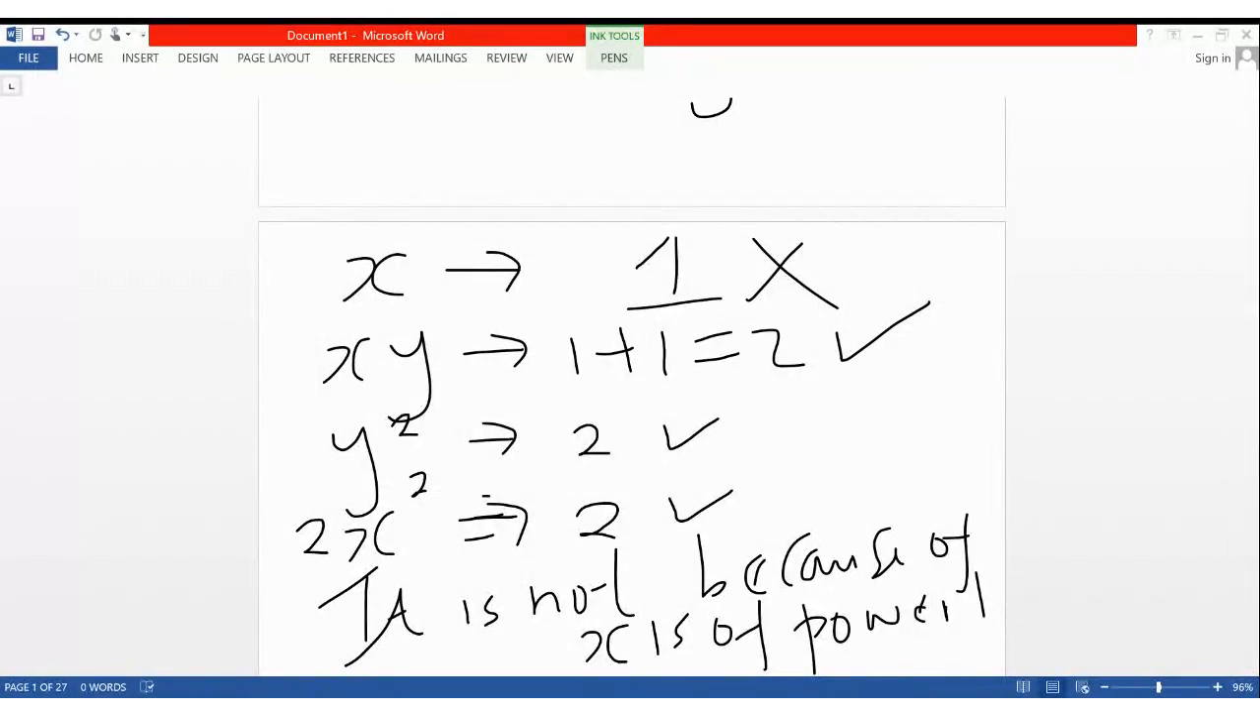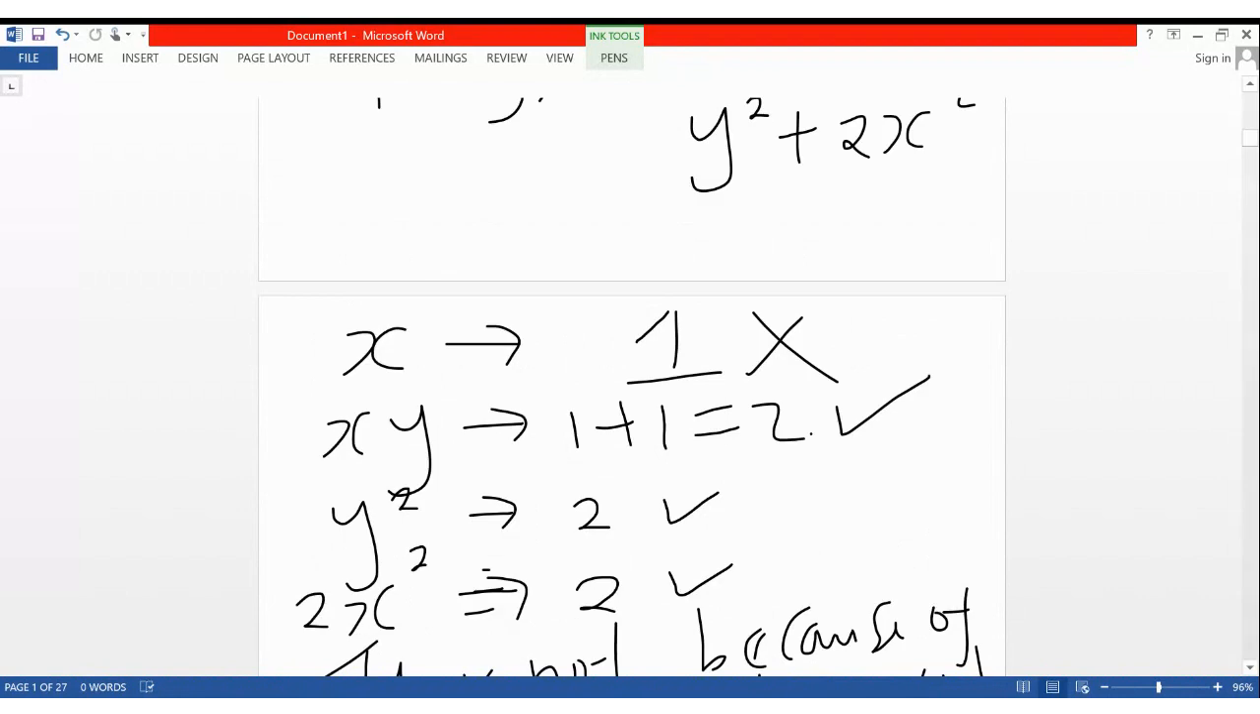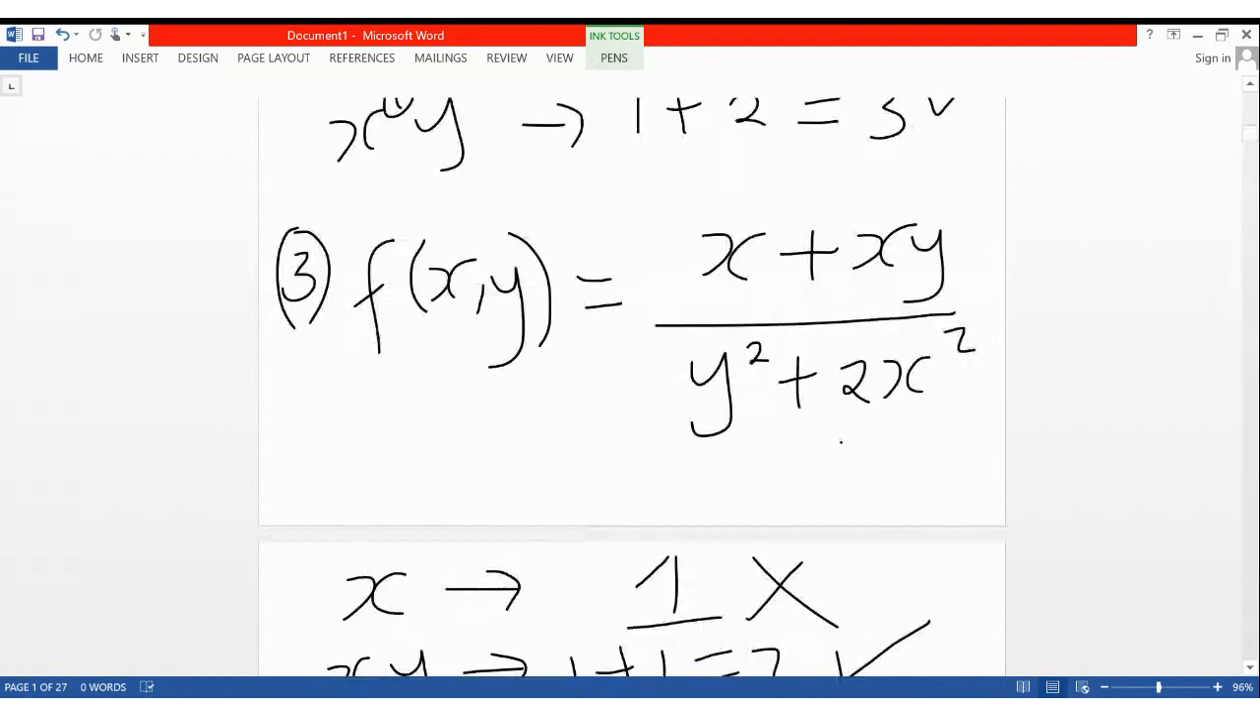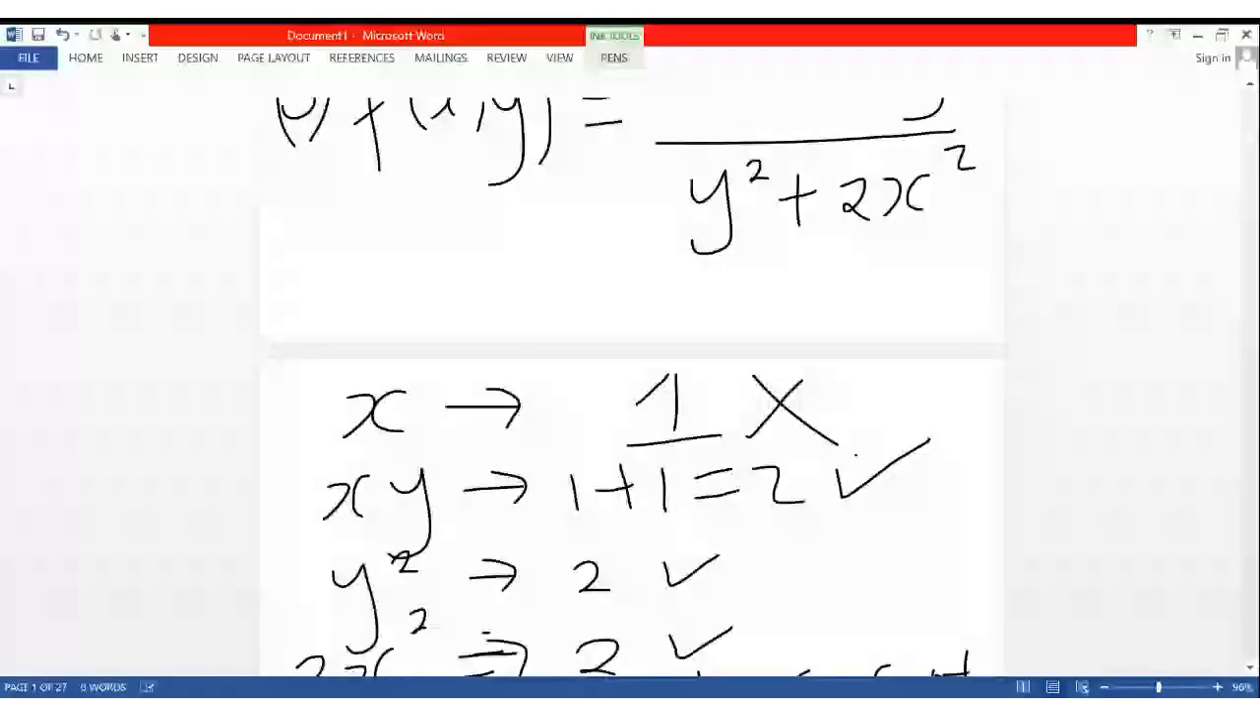Check again the question. Check again. We have x. So you deal with the individuals one by one, and then you determine. So don't be in a hurry. I give you the final one now.